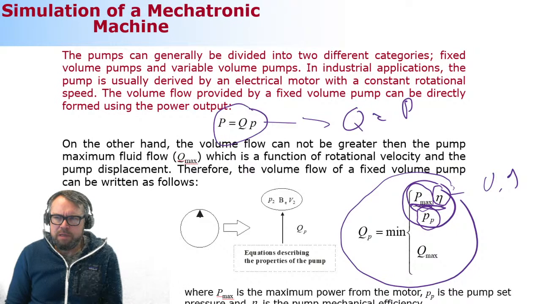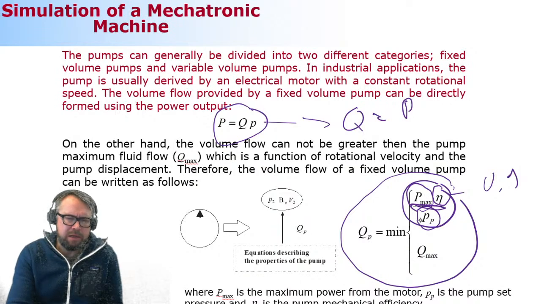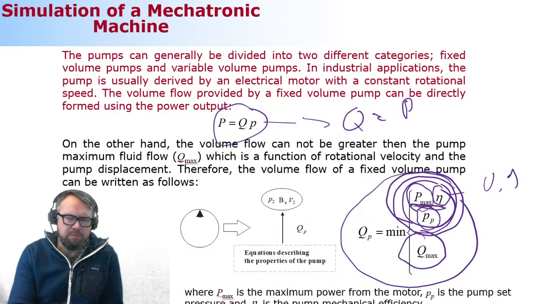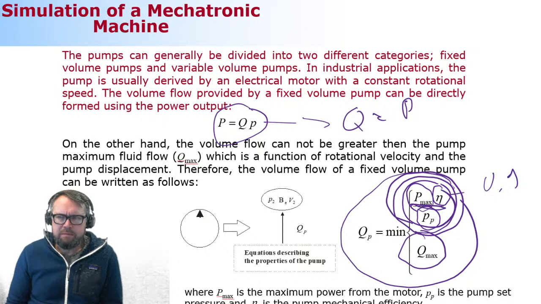There is a limit, however. Due to the mechanical dimensions and geometry of the pump, there's a maximum flow rate that it can produce. In the modeling, we compare the theoretical flow production from the power equation with the ultimate maximum flow rate coming from the dimensions of the pump. We compare those two factors and select the one that gives the lower value. The lower value is the one we use. So that's the fixed volume pump. Not complicated at all.